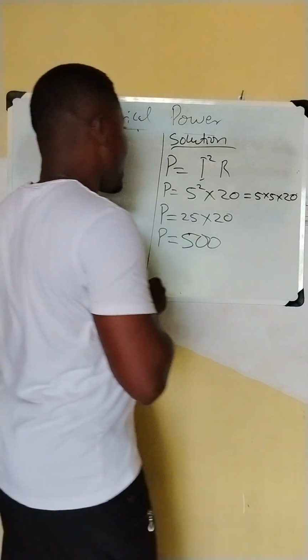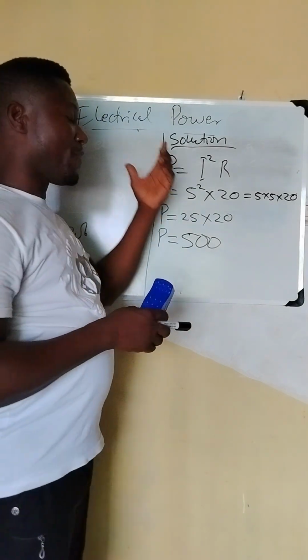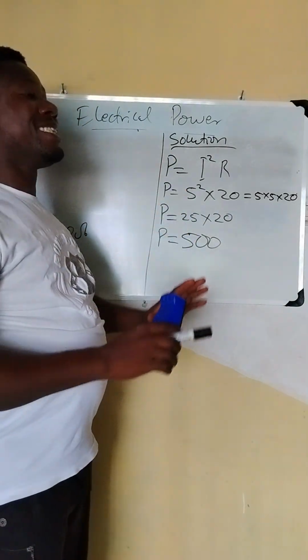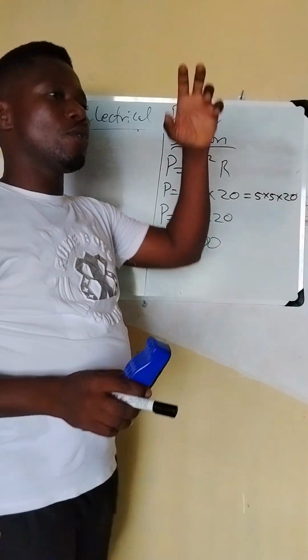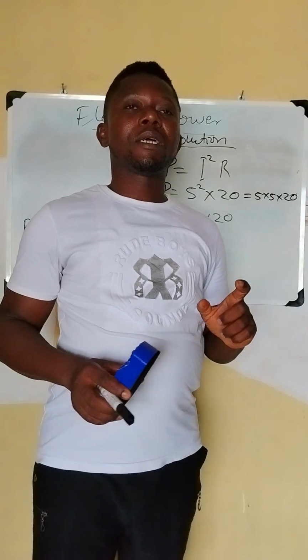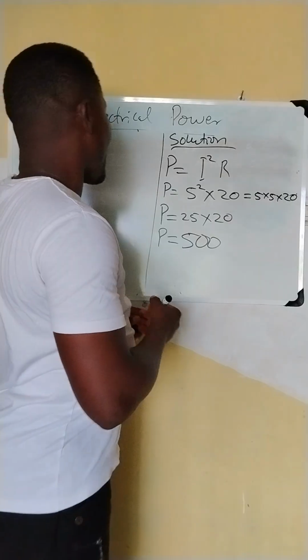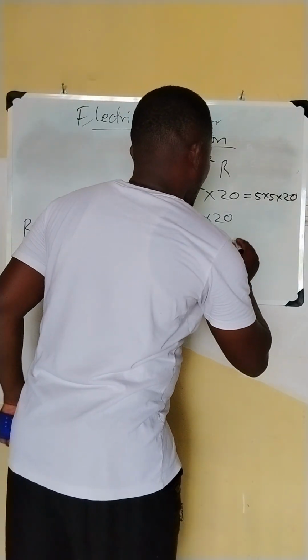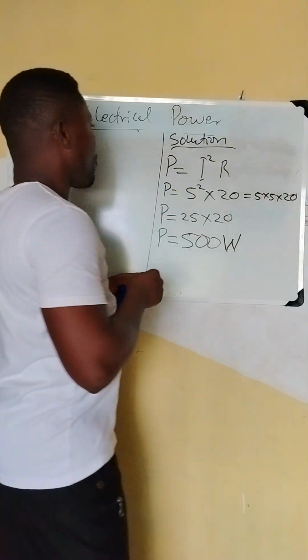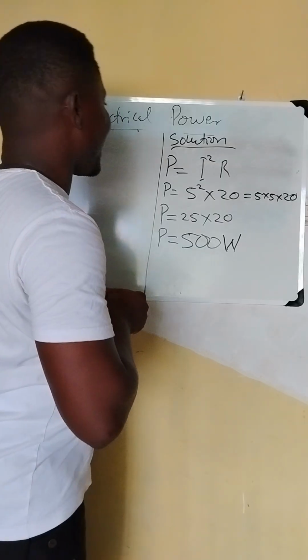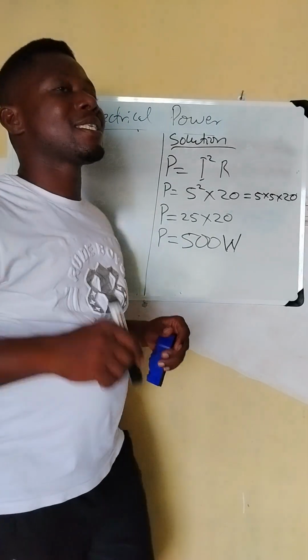Remember to write the unit. If you solve any problem in physics, or in science, remember to write the unit. The unit is very important. Do not omit the unit. Power is measured in watts, so here it is 500 watts. That is the power of that heater.